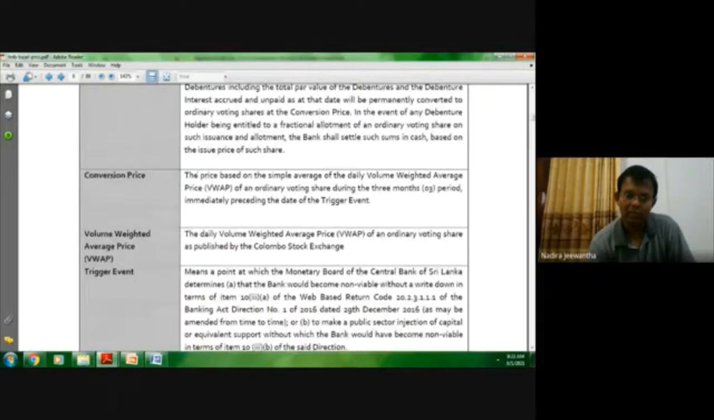Now see the conversion. If you want to convert into shares, there is a conversion price. Convert into what? HNB shares.